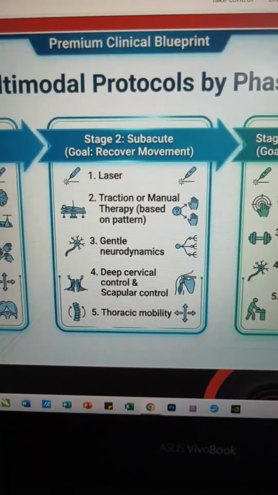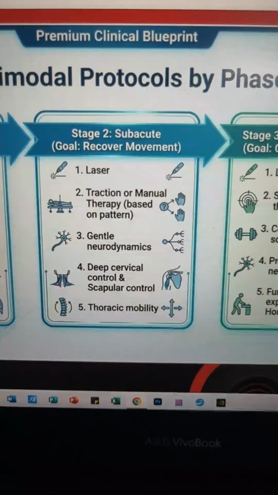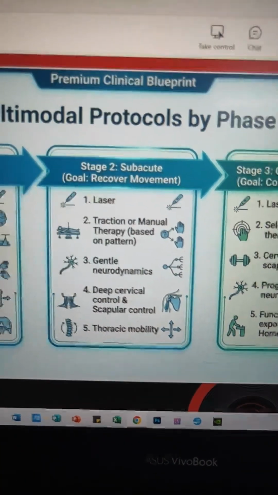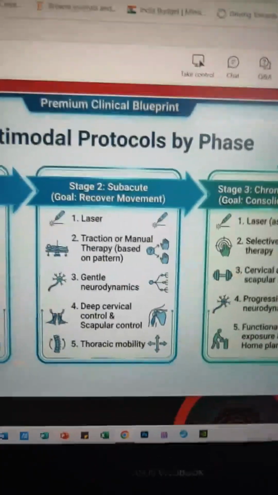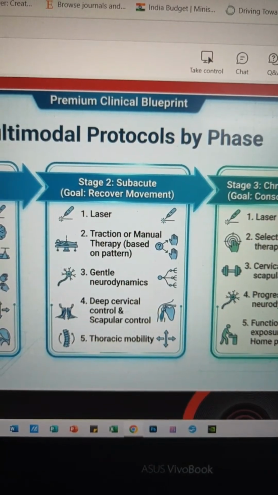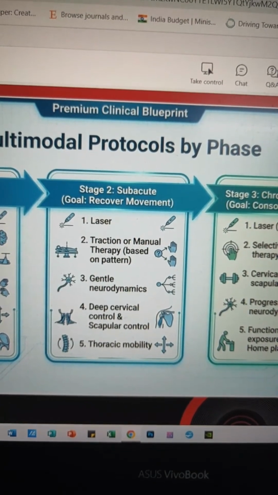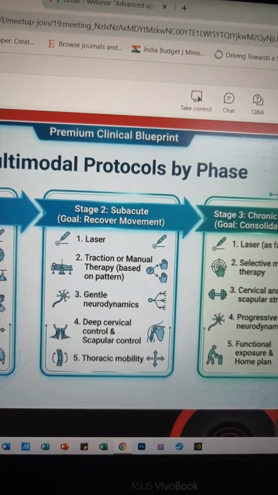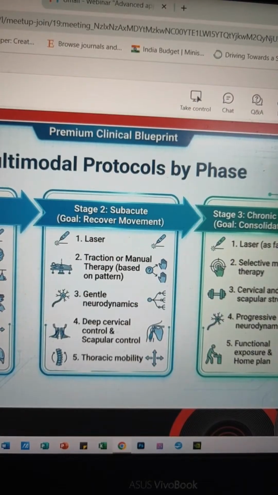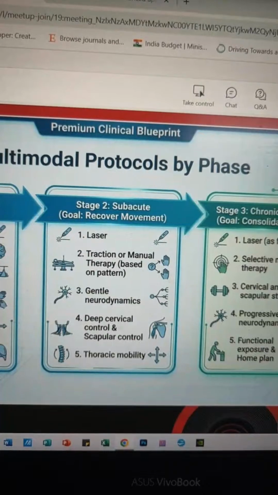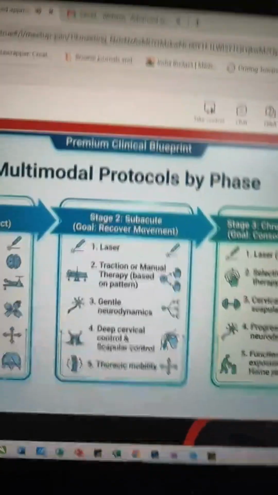In the subacute phase, the aim is always to recover movement. That is, the laser continues to help us as tissue preparation, but here we must always bear in mind that once we open the therapeutic window, within the dosimetry we discussed earlier, we progressively increase active participation. We select traction or manual therapy according to the clinical pattern, and we now introduce gentle neurodynamic mobilizations with control of the deep cervical plexus, scapular control, and thoracic mobility.